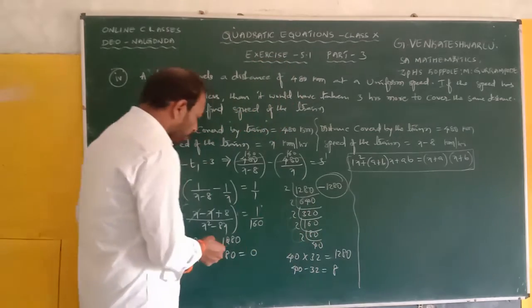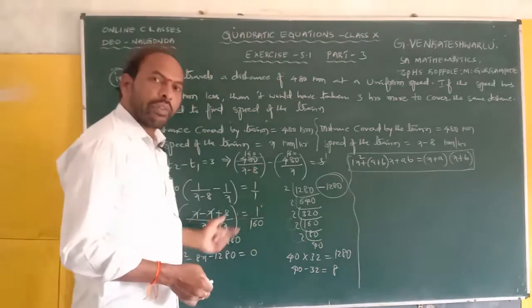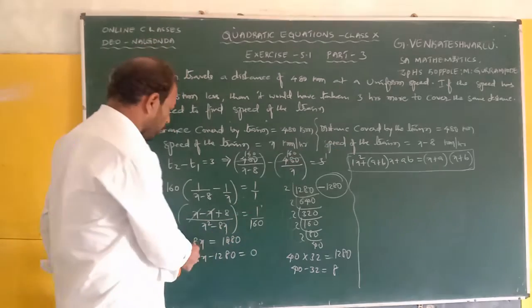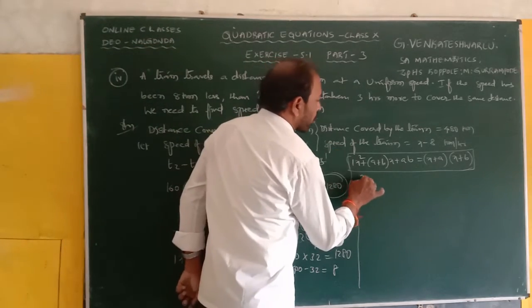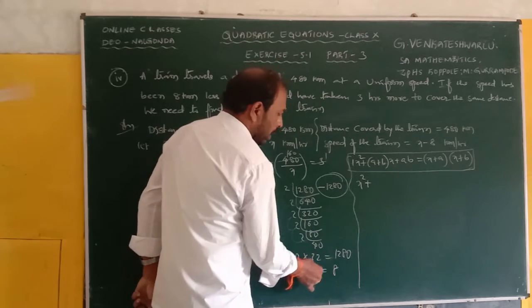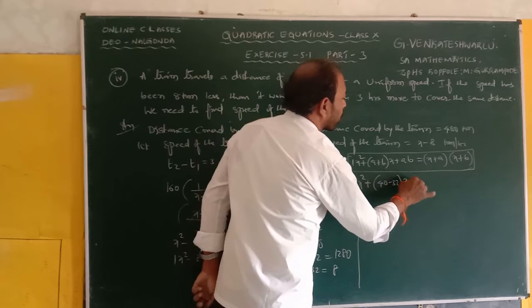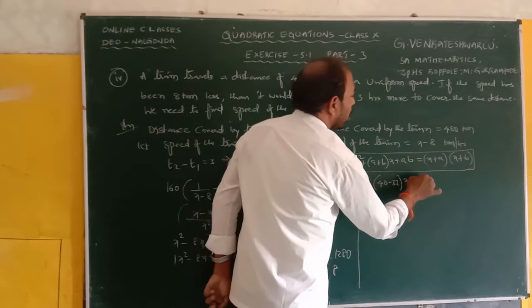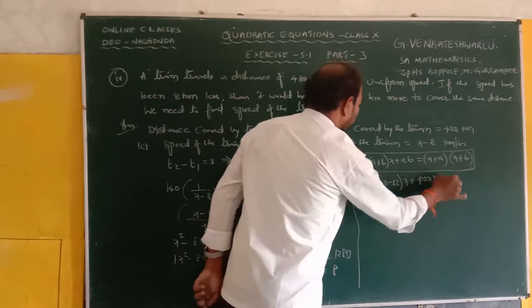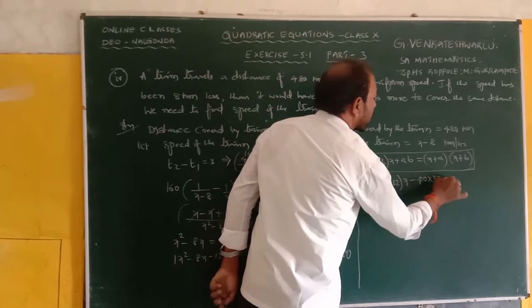So here also this quadratic equation is converted into this form. Look at here, x square plus, here 8 is written as 40 minus 32 times x, plus the constant value is written as 40 into 32, minus 40 into 32 is equal to 0.